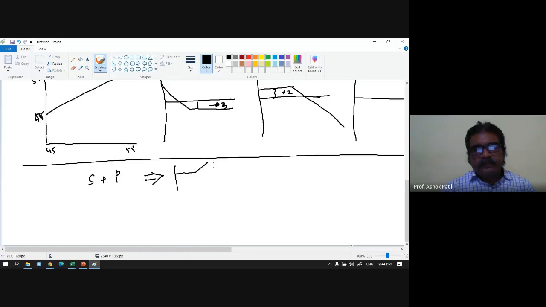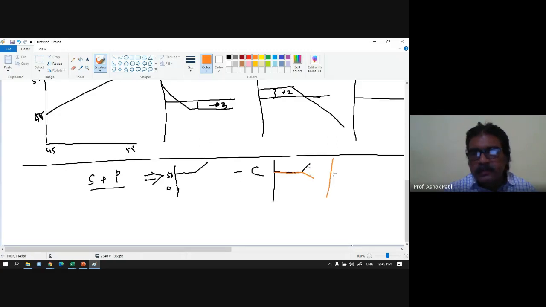If I add minus C to it, you can see that S plus P is going to look like this. So this is your 0, this is your 50, let's say, and then if I add C to it, how will it look? The 50 part is as usual, and the minus C part is going to look like this. So what will be the output? This will get cancelled with this, and the output will look like a straight line at 50. This is what we did.